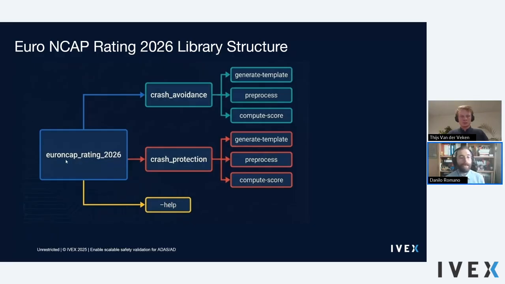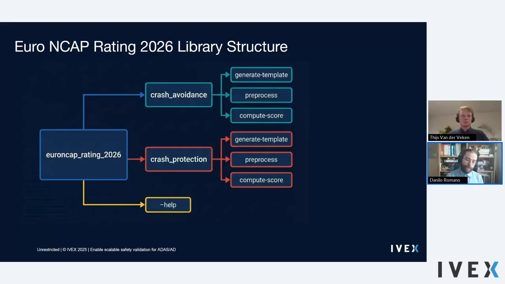So let's analyze one particular command, in particular crash avoidance. Each of these commands has a similar structure that also defines the workflow that we will do together in a second in the live demonstration, the usage of this Python library. So the first part of the command is Euro NCAP rating 2026. The second part of the command can be crash avoidance. And then we will have three options: generate template, pre-process, and compute score. Let's just go into the detail of what this command does.